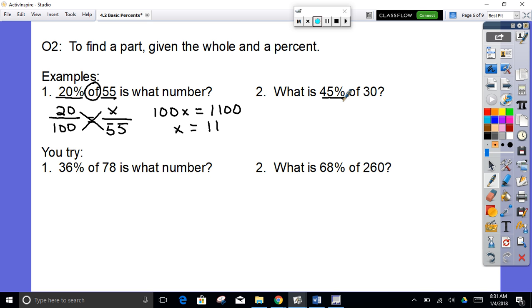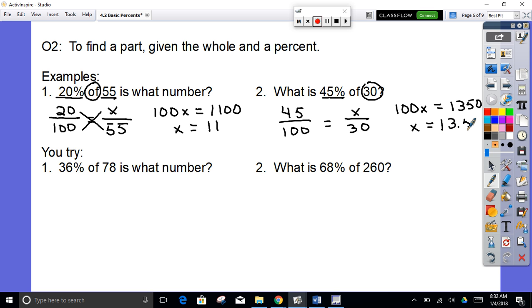Okay, number 2 is the same way. We're given the percent. We know the whole. So we set it up as 45 over 100 equals part over whole. Cross multiplying gives us 100x equals 1,350. It's pretty easy to divide by 100. We end up with 13.5. So 45% of 30 is 13.5. So if this were a dollar amount, we'd have $30. We'd be taking off $13.50.